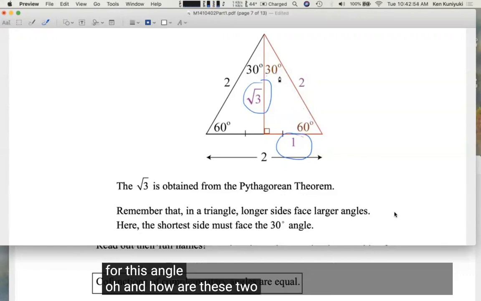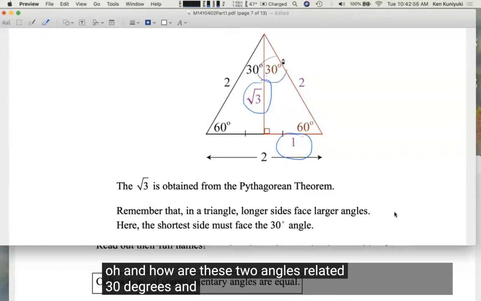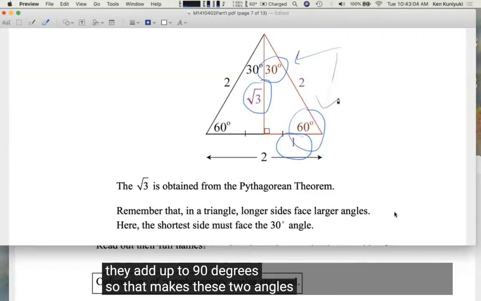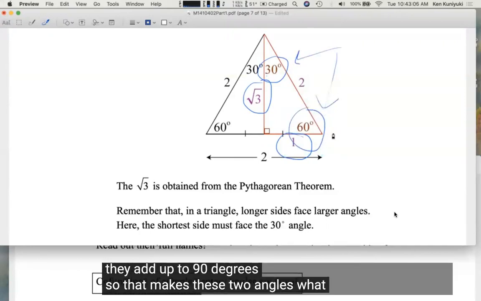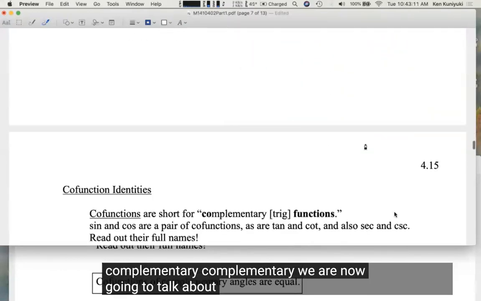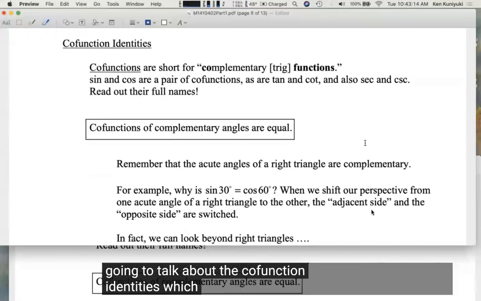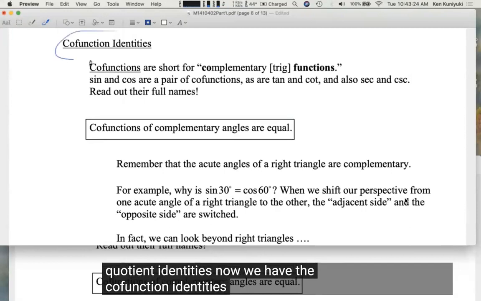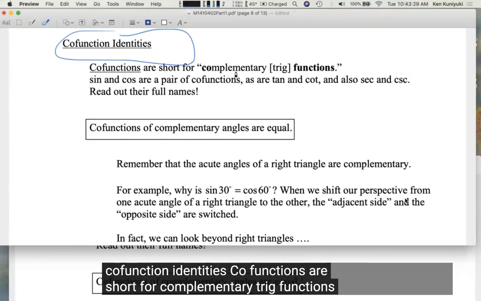Oh, and how are these two angles related? 30 degrees and 60 degrees add up to what? They add up to 90 degrees. So that makes these two angles what? Complementary. We are now going to talk about the cofunction identities, which represent the third group of basic trig identities. Remember, we had the reciprocal identities, the quotient identities. Now we have the cofunction identities. Cofunctions are short for complementary trig functions.